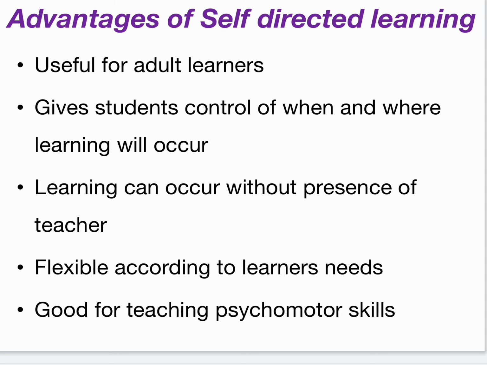It gives students control of when and where learning will occur. So the students can learn on their own time, at their own pace. Learning can occur without the presence of a teacher. So we don't require a teacher here. The students can progress by themselves. It is flexible to the learner's needs. So they can learn according to their learning needs, or according to what they want to learn. It is good for teaching psychomotor skills. So these are the different advantages of self-directed learning.